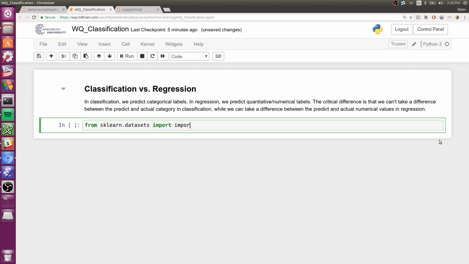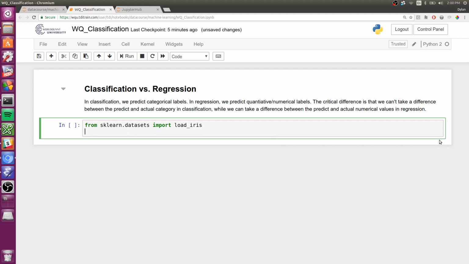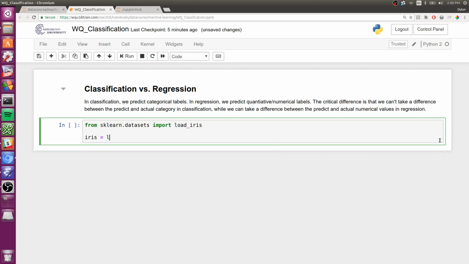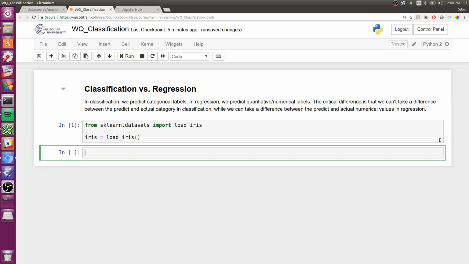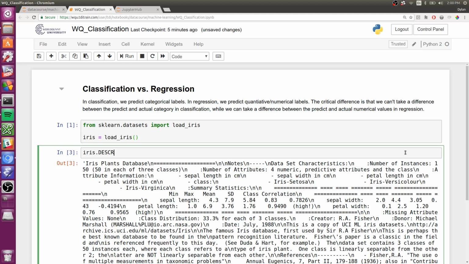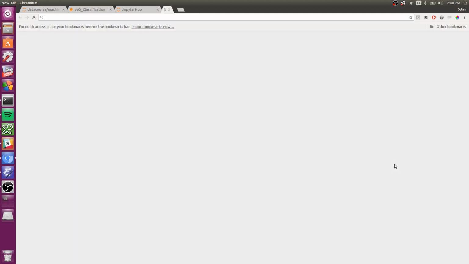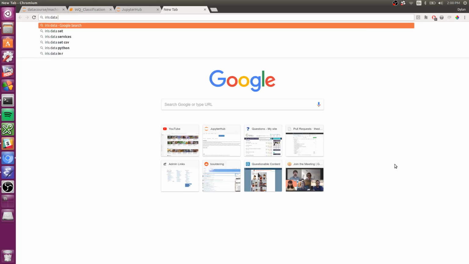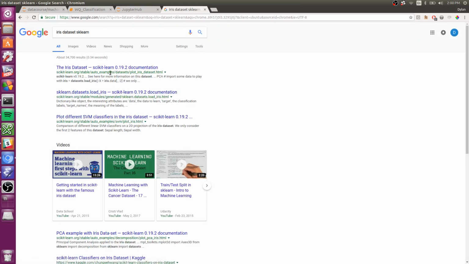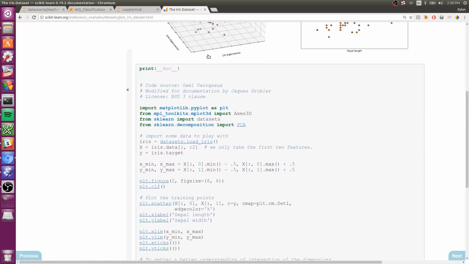Let's see here. There we go. So, I feel like this is not the Iris data set quite the way I want to import this. Oh, evidently it is. Okay.